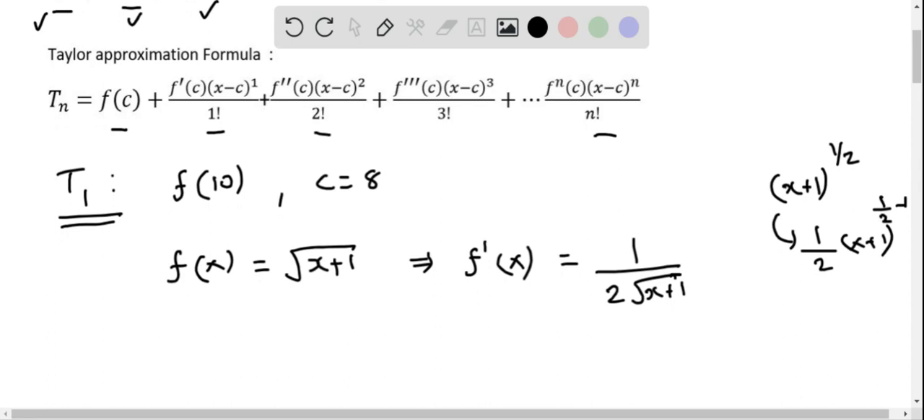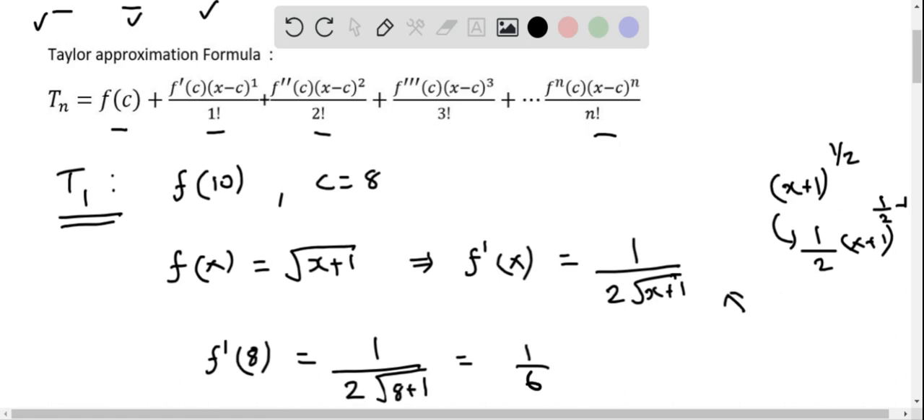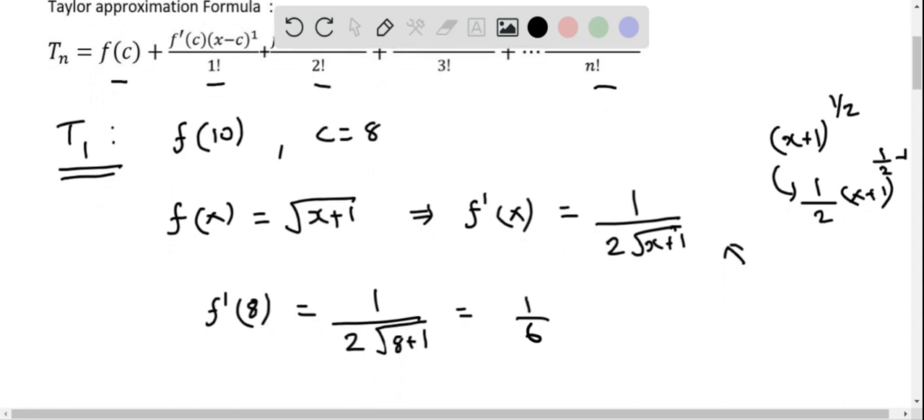Now we will find f prime of c, which is f prime of 8. This means I have to substitute x equal to 8 into this, and when I do that, I'll get 1 by 2 times, in place of x, I'm going to put 8. So this becomes 8 plus 1, which is square root of 9, equal to 3. So 3 times 2 is 6, and basically this is 1 by 6. This is f prime of 8. We will also have to find f of c. That's the first value we should have found out. So let's find f of 8.